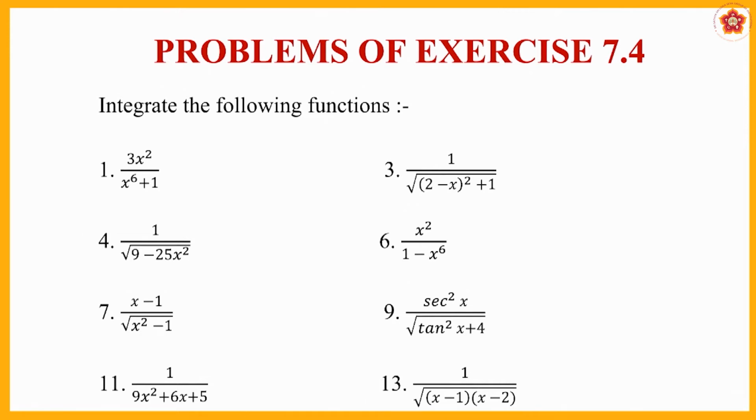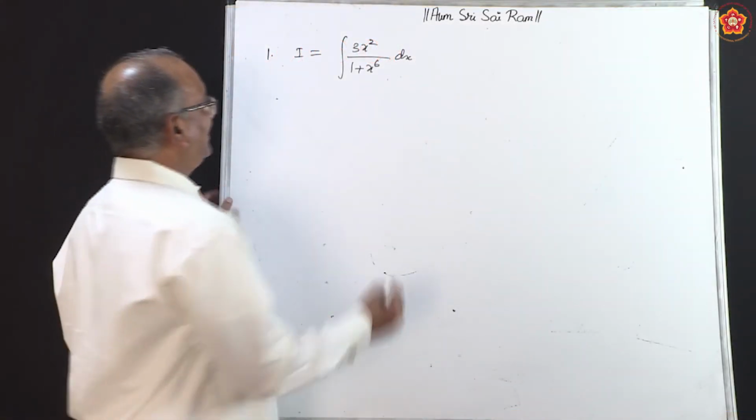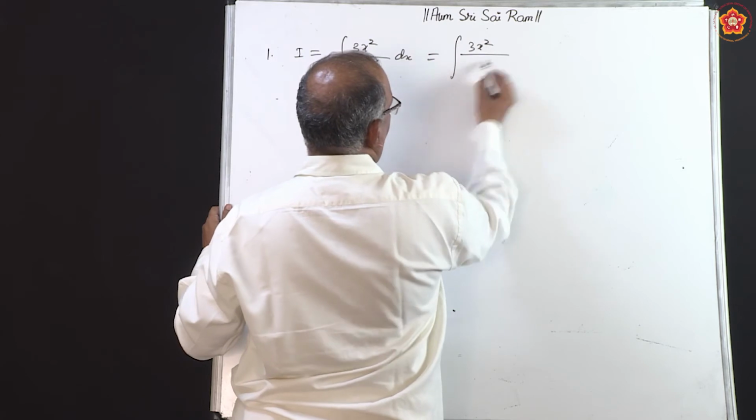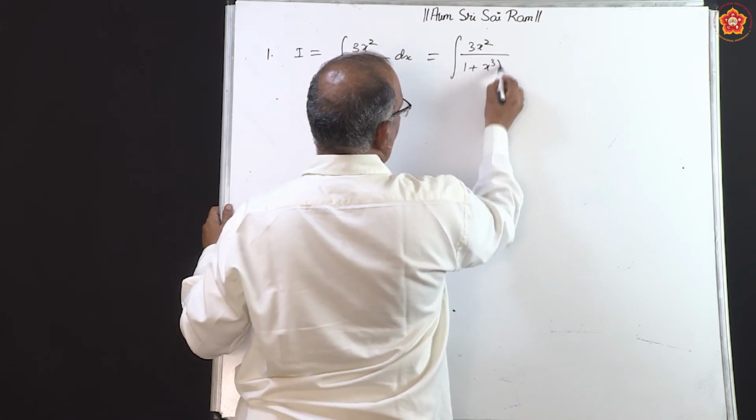The first problem. First one is the integral of 3x square upon 1 plus x to the power 6 dx. Very simple. 1 plus x to the power 6 or x to the power 6 plus 1, both mean the same. What we should assume, anybody can guess, is that this can be written as 3x square upon 1 plus x cube whole square.